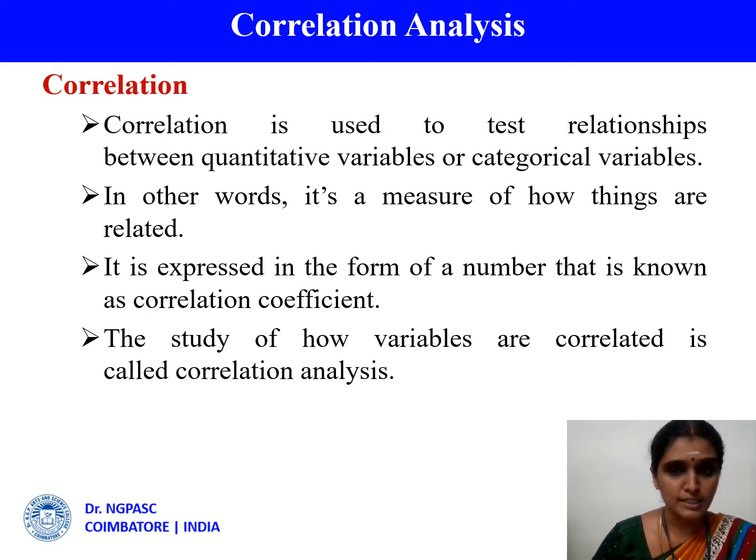Correlation is used to test the relationship between quantitative variables or categorical variables. In other words, it is a measure of how things are related. It is expressed in the form of a number that is known as the correlation coefficient. The study of how variables are correlated is called correlation analysis.